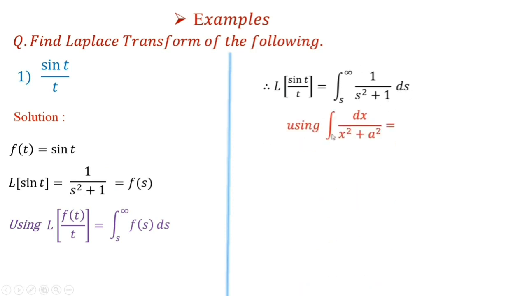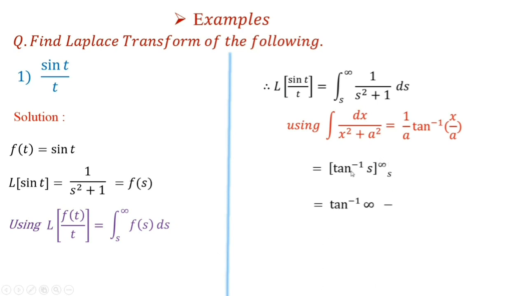Now, by using the formula integration of dx upon x square plus a square, we get 1 upon a into tan inverse of x upon a. Here value of a is 1, means we get the integration of this term is 1 upon 1 into tan inverse of s upon 1. That is tan inverse of s, limit from s to infinity.